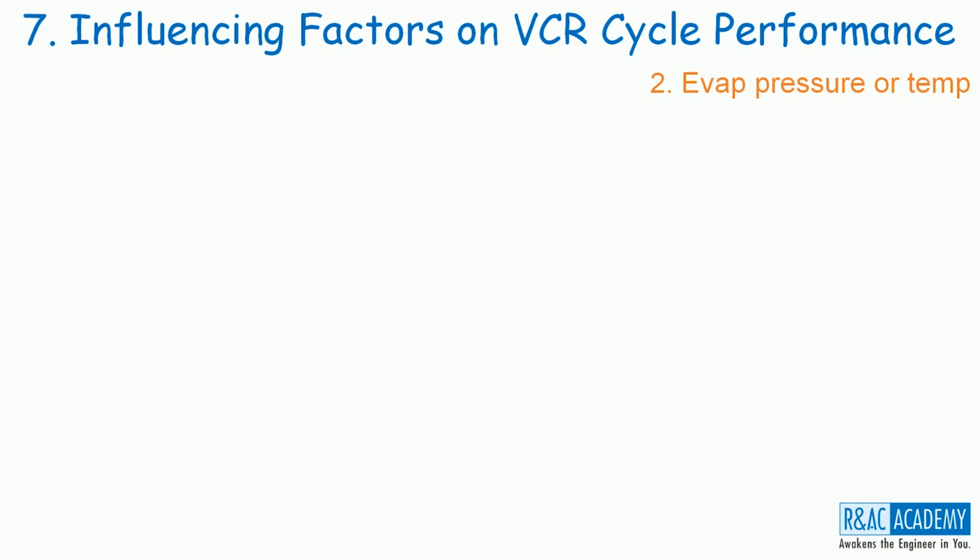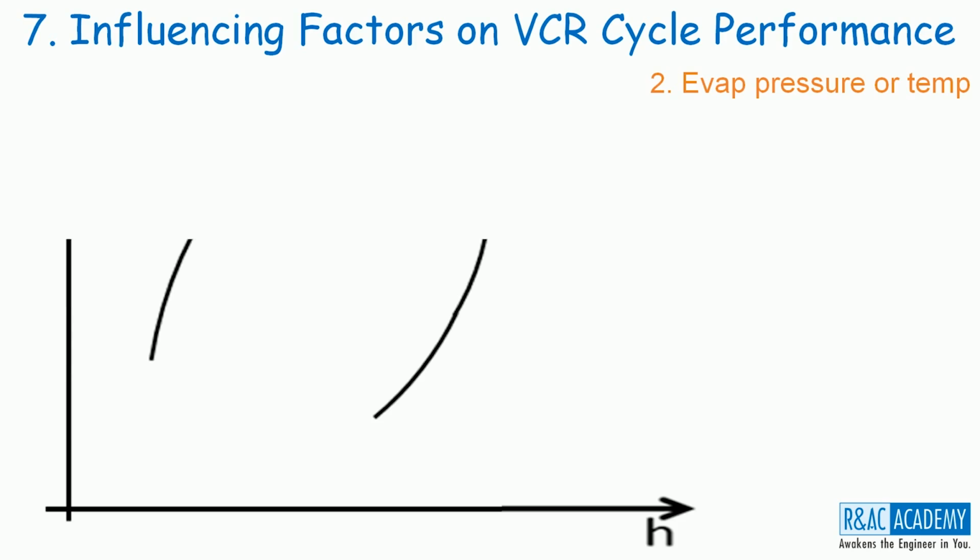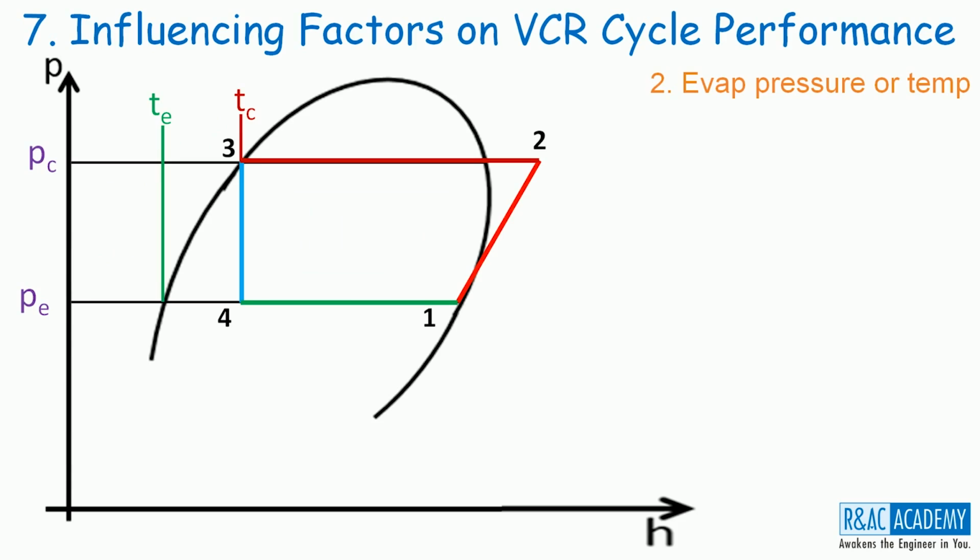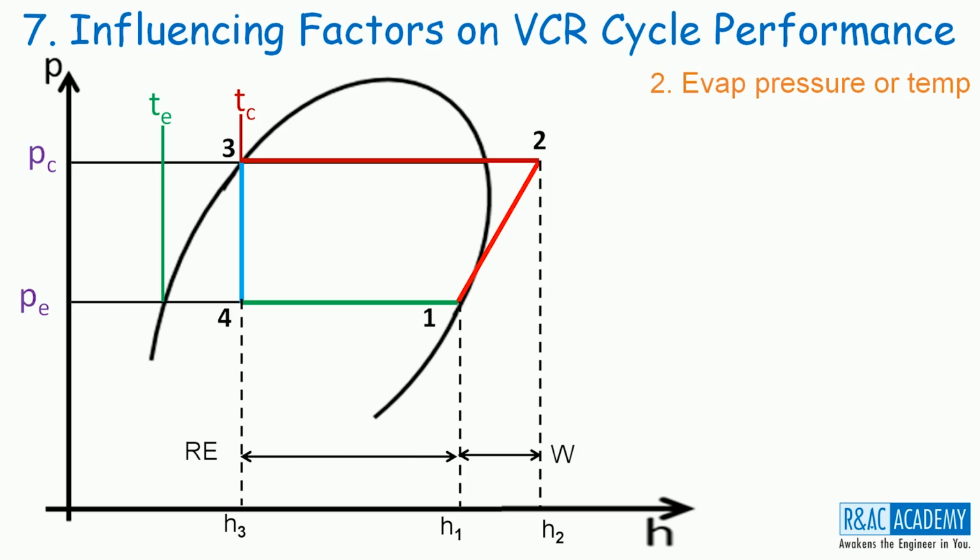Let us take up the second factor that influences the performance of VCR cycle. That is evaporating pressure or evaporating temperature. To understand this phenomenon, let us pull back the p-h diagram with a baseline VCR cycle 1, 2, 3, 4 plotted on it. Let this baseline cycle be operating between PC and PE or TC and TE. Both are same. And also let RE and W be the refrigeration effect produced and work input given to this baseline cycle.